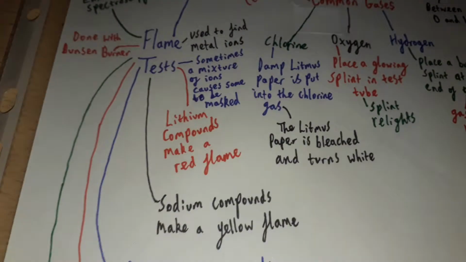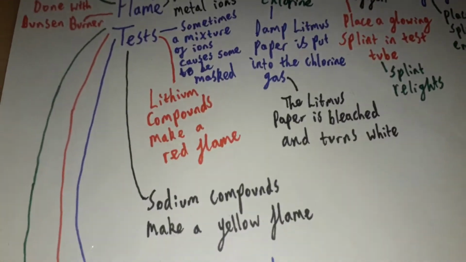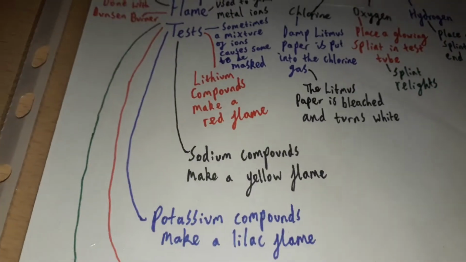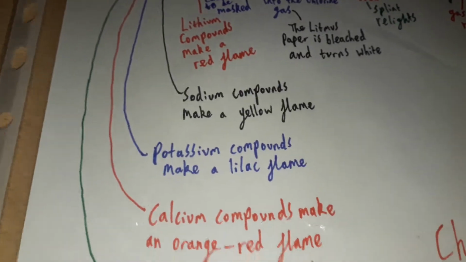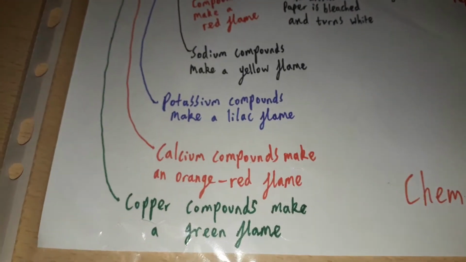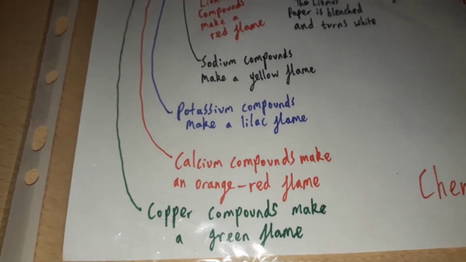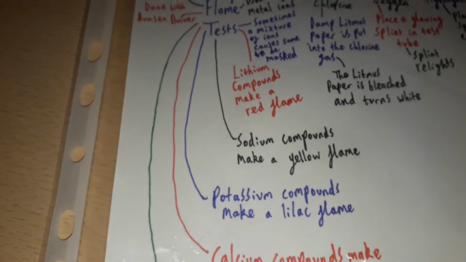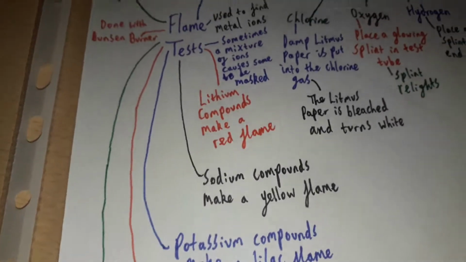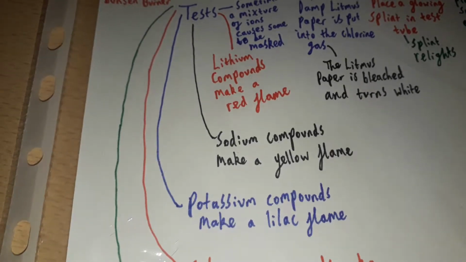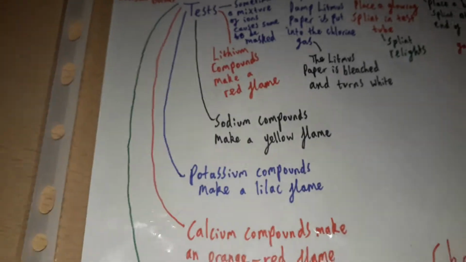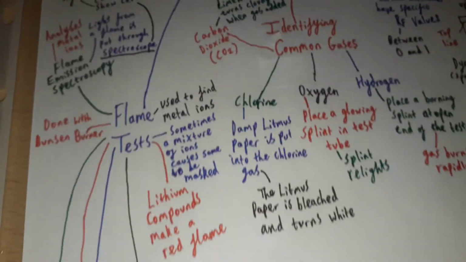So if there is a lithium compound being tested, it would make a red flame. If there was a sodium compound being tested, it would make a yellow flame. If there was a potassium compound being tested, it would make a lilac flame. If there's a calcium compound being tested, it will make an orange-red flame, and copper makes a green flame. So you just got to remember all these. It's a way of testing what metal's going to be there, is what colour the flame turns. So it could turn red, yellow, lilac, orange-red, or green. You just got to know which metals to join this up with.